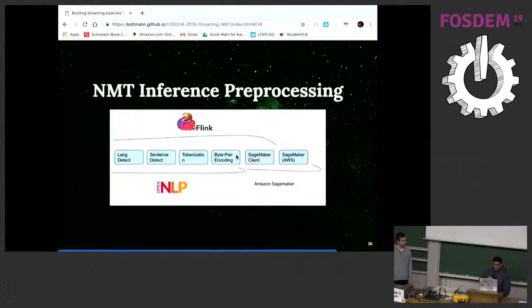The normal steps in any natural language processing are: you do a language detection first, and then a sentence detection, so break up your input into sentences based on the language. Then you tokenize each sentence into individual words, and then you run your byte pair encoding. In this case I've deployed the model on Amazon SageMaker, but you can as well run it as an RPC server locally or use any model server.